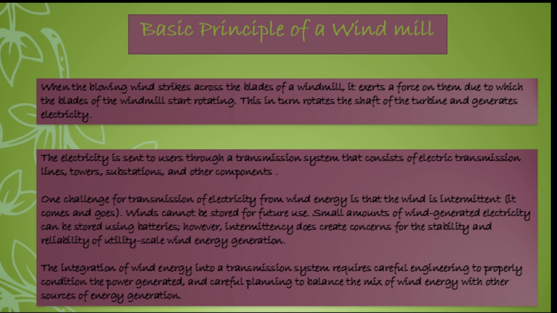The electricity is sent to users through a transmission system that consists of electric transmission lines, towers, substations, and other components. One of the challenges of the transmission of electricity from wind energy is that the winds are intermittent. That is, it comes and goes. Winds cannot be stored for future use. Small amounts of wind-generated electricity can be stored using batteries. However, intermittency does create concerns for stability and reliability of utility-scale wind energy generation.